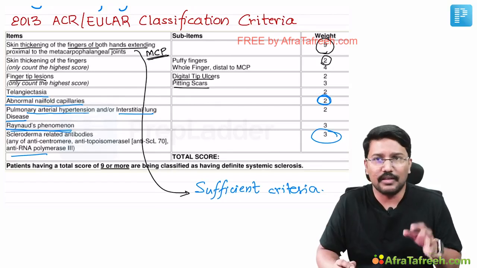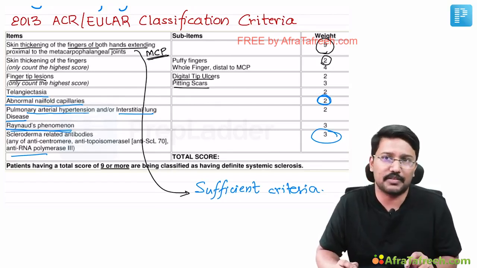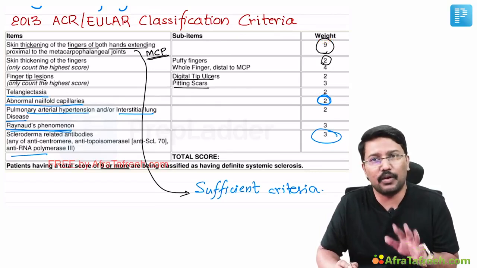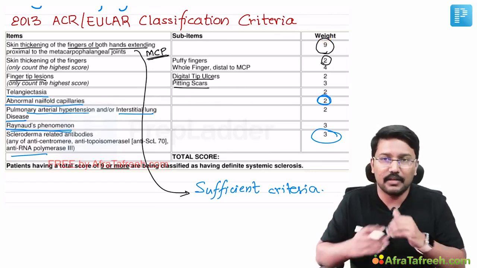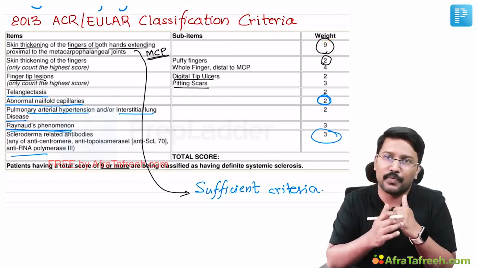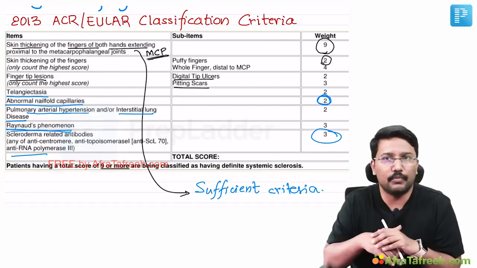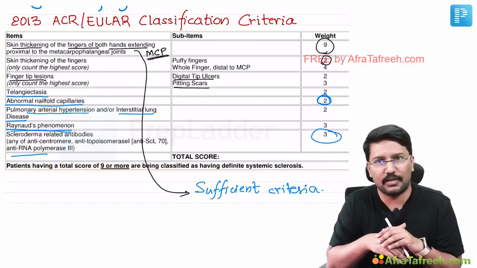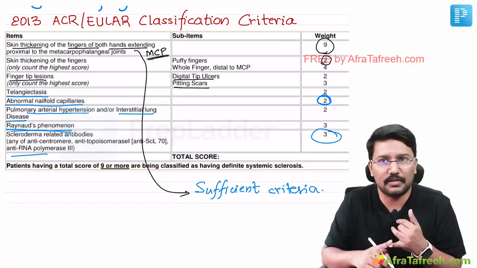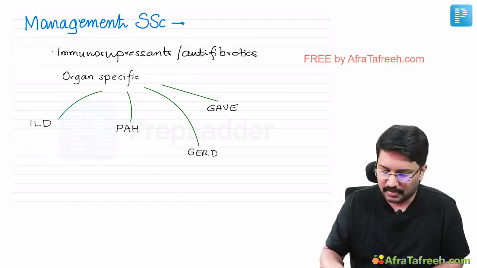9 or more than 9 is sufficient to classify the case as systemic sclerosis, and that can be purely satisfied by just having the skin involvement extending up to metacarpophalangeal joints involving both hands, right? That is why we call it sufficient criteria, and they can ask you what is the sufficient criteria. Okay, that is about the classification and diagnosis.